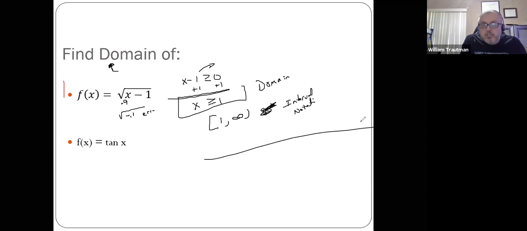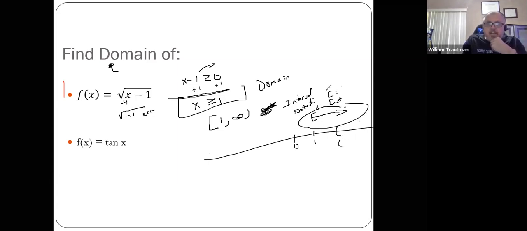The way to do that is graph it. Here's 0, here's 1. X is greater than or equal to 1. The brackets mean equals, greater than or equal to, or less than or equal to. Parentheses mean there's no equal sign. So that's the graph answer.